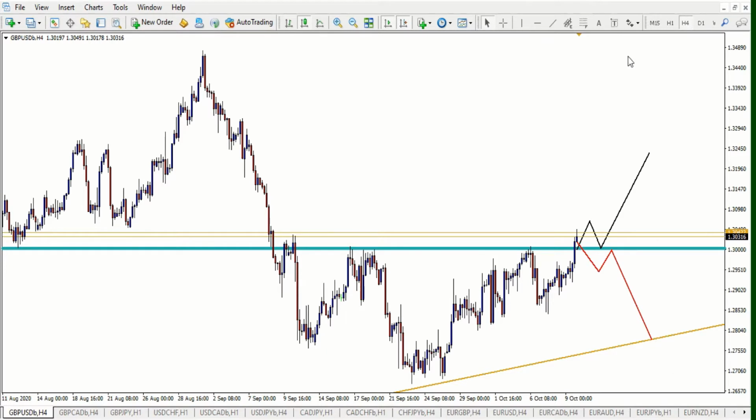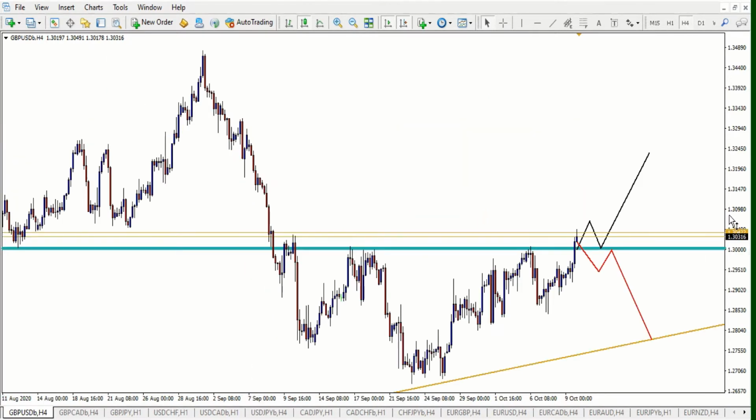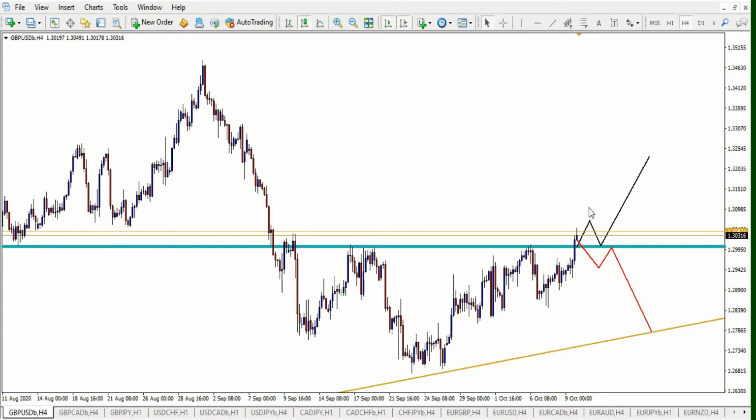But obviously we like trading with the trend, so we can see that the bias is for buy because the market has been doing higher highs and higher lows. We've broken a key support resistance level, and we're just looking for the GU to break through, move up a bit, retest, and start shooting up.